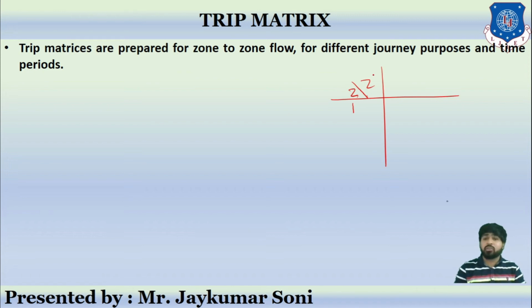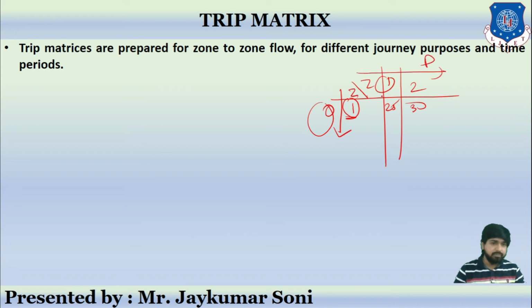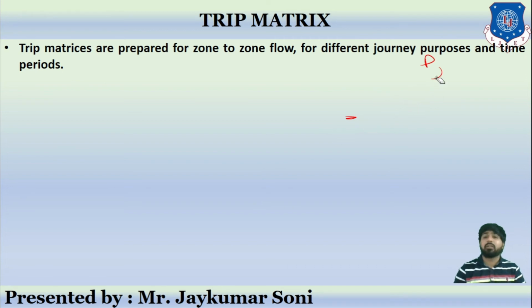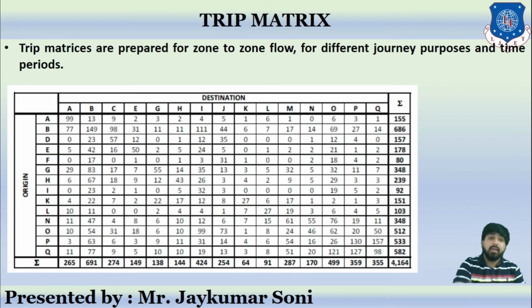So, in this, the zone to zone means from zone 1 to 1, how many trips are there? It will be written. From zone 1 to zone 2, 30. So this particular line will act as the origin and this will act as the destination. So the trip matrices are prepared for the zone to zone flow for different kinds of journey purposes and various kinds of time periods. It is like this.